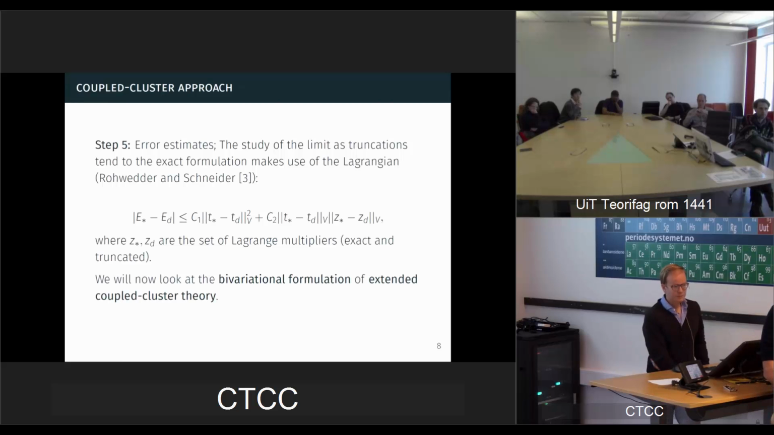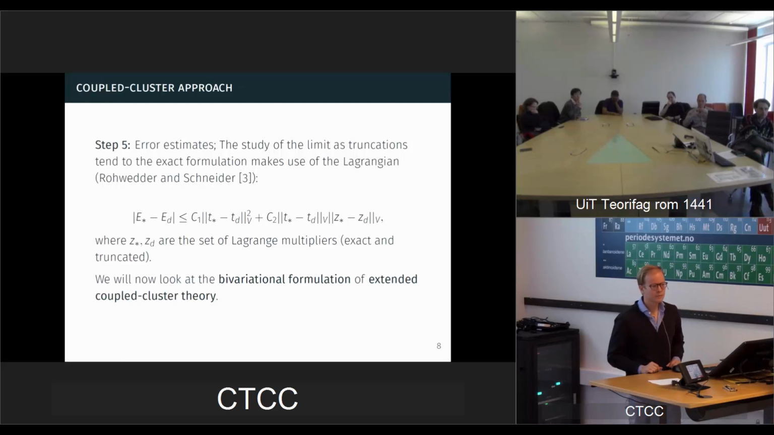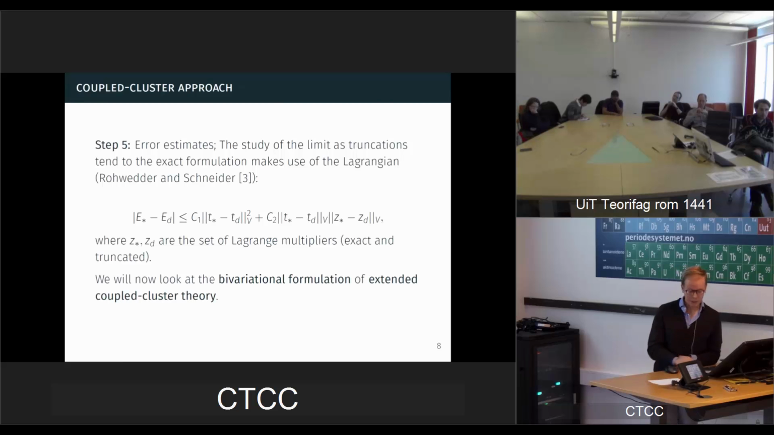I just have a question. Is this formulation tested on numbers? Like, is the error estimate tested against some molecules or some calculations? For coupled cluster, you mean? Yeah, for all this error estimate. I know that in one of their articles, Rohwedder and Schneider quote some articles, because this was believed to be true, I think they say, before they proved it.